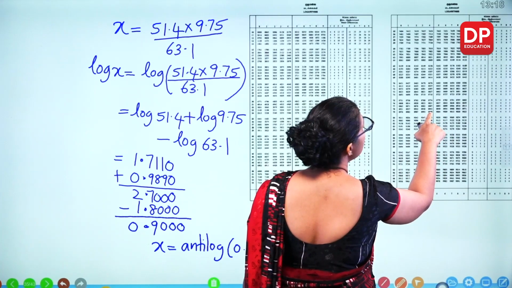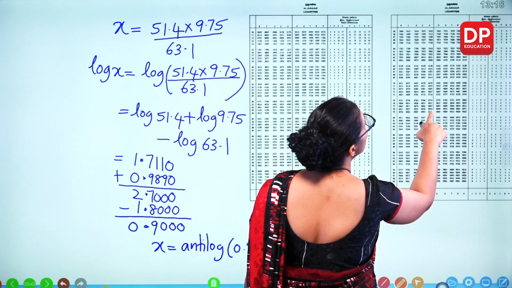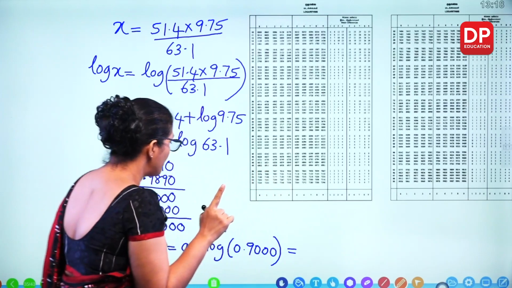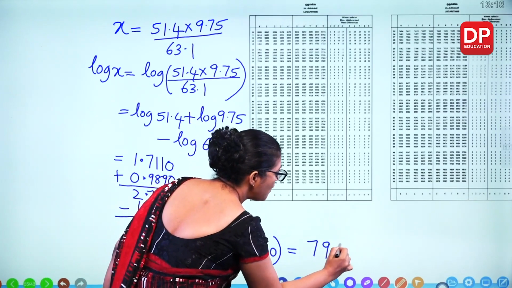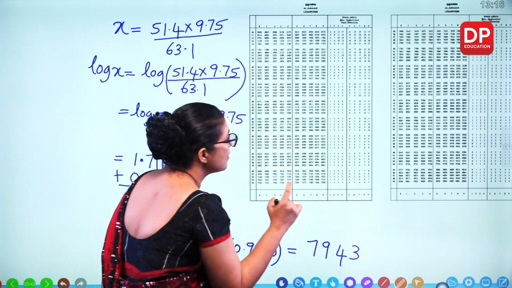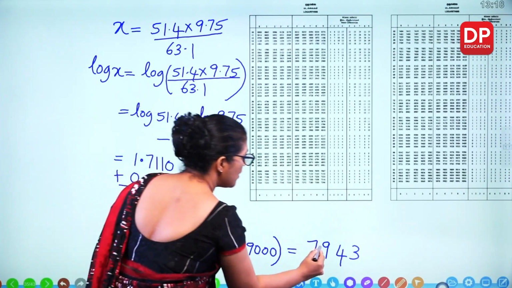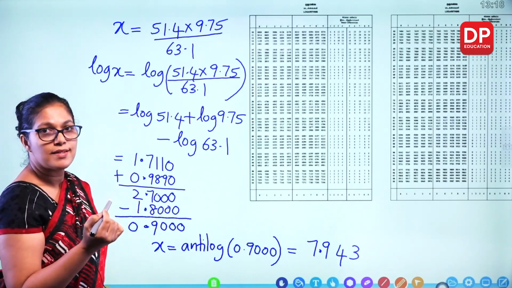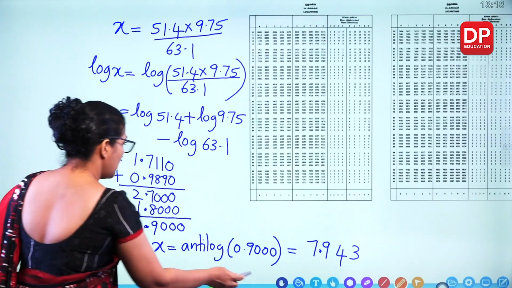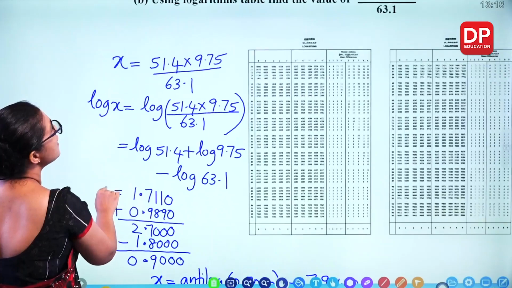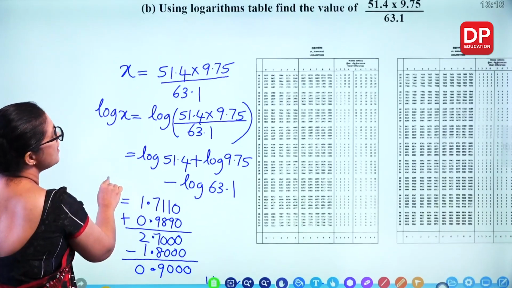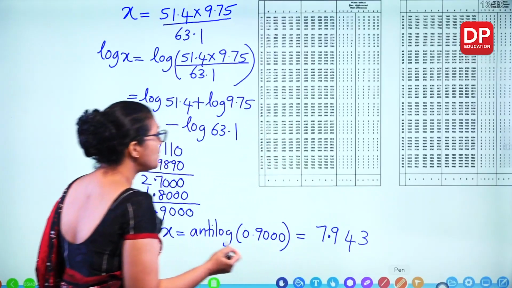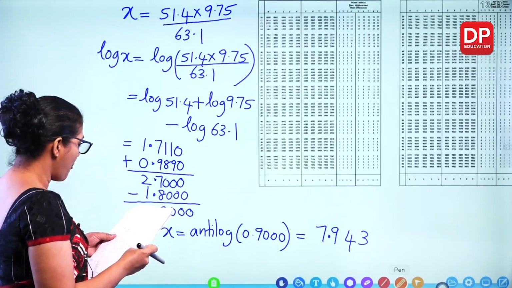Here 8998 is there, you need 2 more. So that's 3. 79.43. So this is 0 point, so 7.943 is the answer. It's not given to write in 3 decimal places or anything, so you can keep the answer like this. So we'll see how many marks for this.